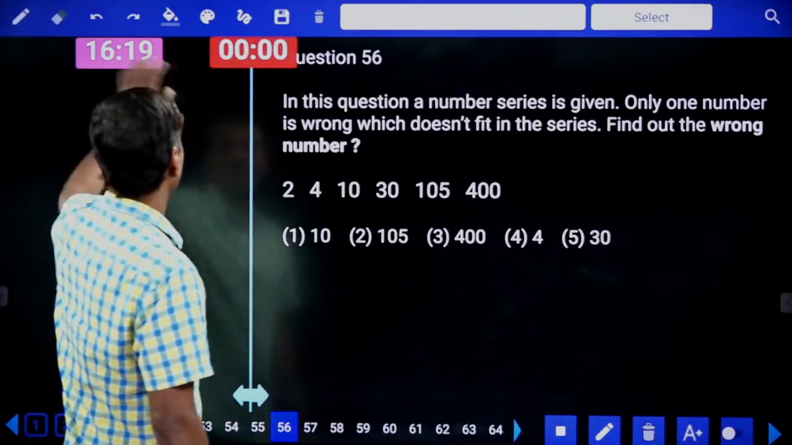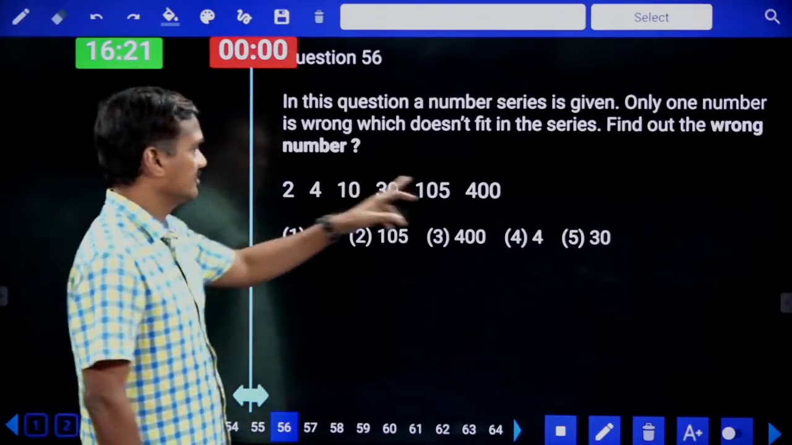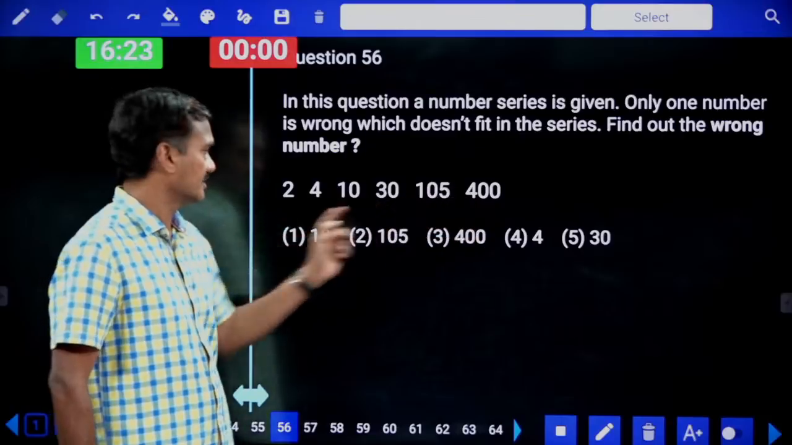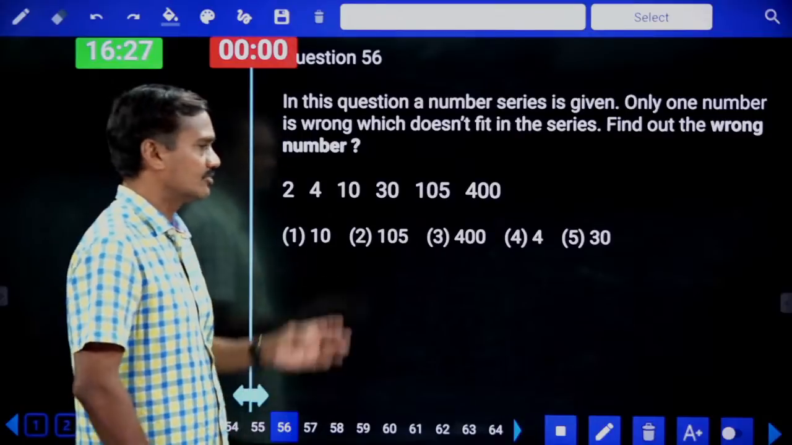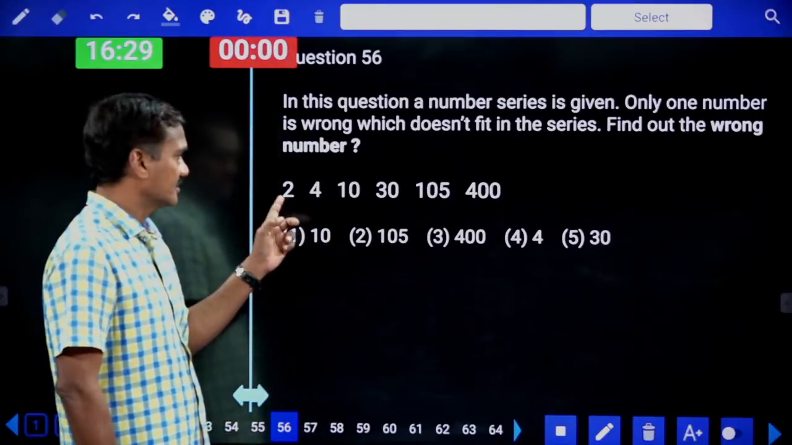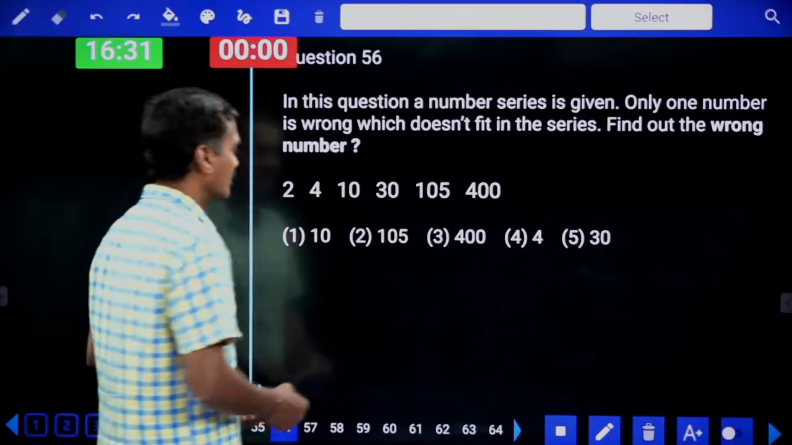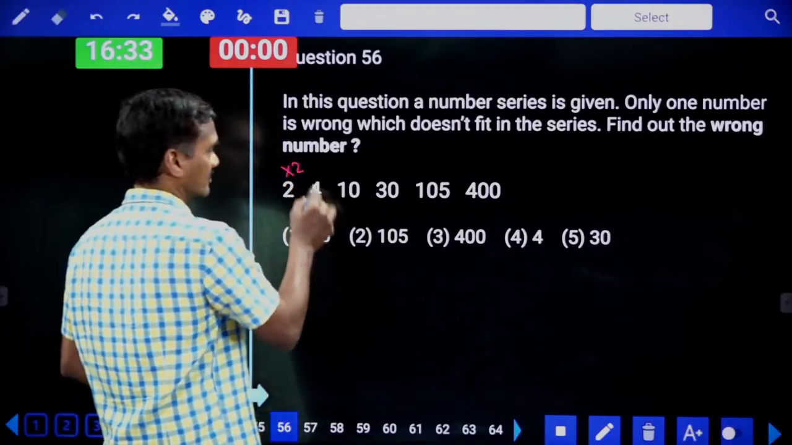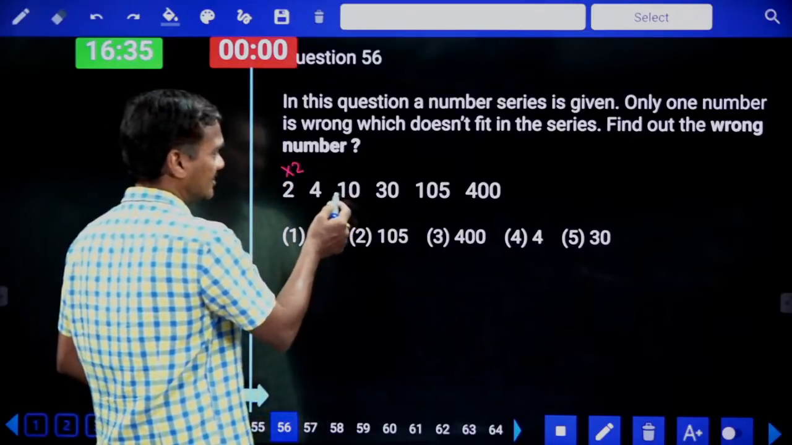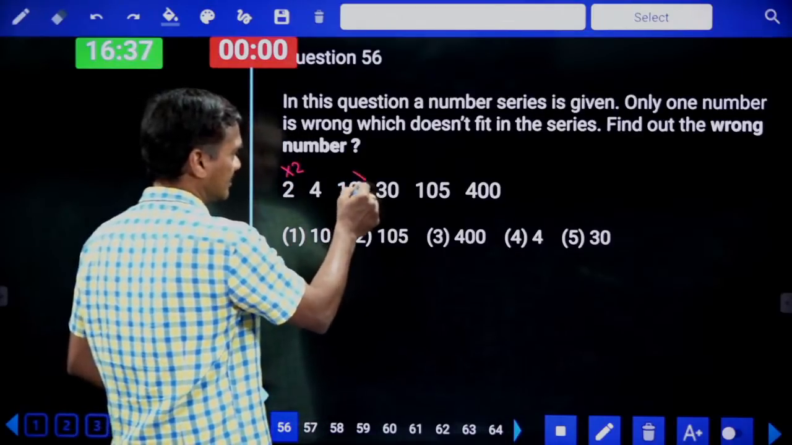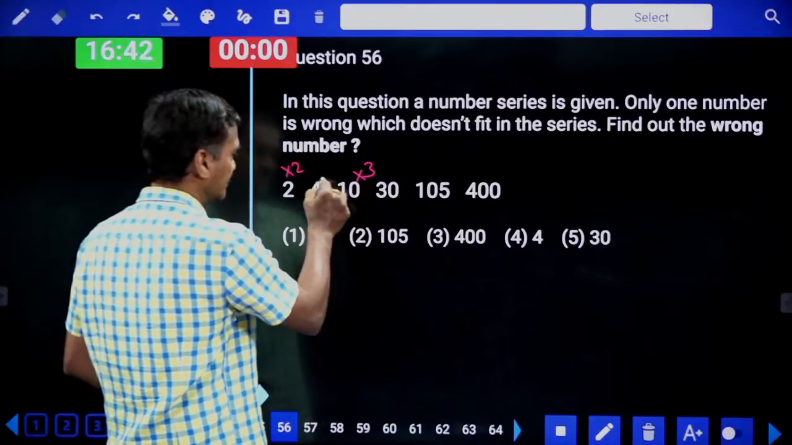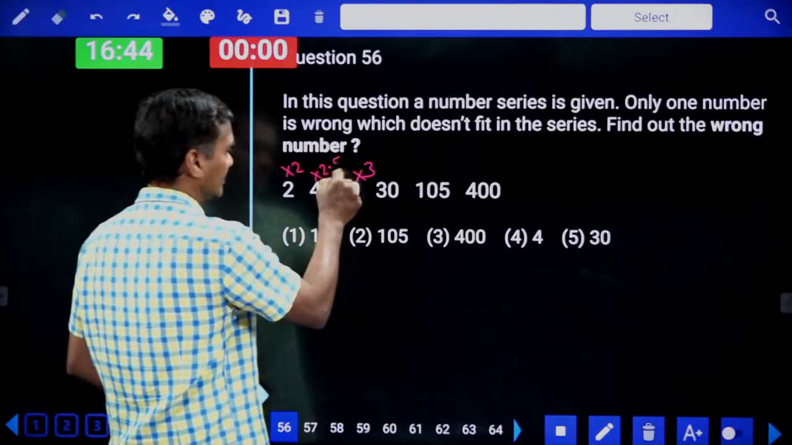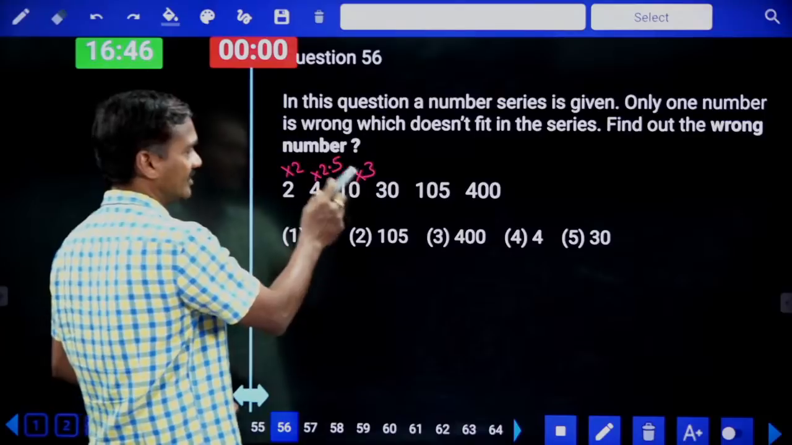Now coming to this one, numbers starting with 2 and increased up to 400. Numbers are increasing at a very faster rate, hence it must be under product or combination, isn't it? So 2 and 4, how can you relate this one? 2 into 2 is 4. 4 and 10, can you relate these two numbers here? 10 and 30, it is into 3. This is into 2, this is into 3, hence obviously it must be into 2.5. Check out here, into 2, into 2.5, into 3.